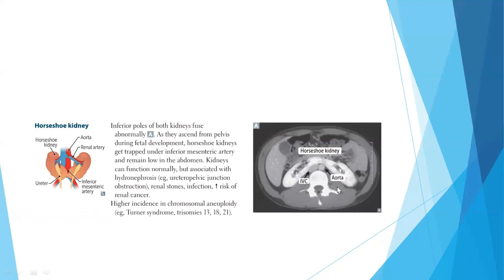In horseshoe kidney disease, if they want to test two or three concepts, number one, the fusion of the lower pole gets trapped under the inferior mesenteric artery. Number two, there is increased risk of UTI. And number three, it is associated with Turner syndrome or trisomies 13, 18, and 21. Only these three concepts are testable, and if they want to test you on horseshoe kidney, they will test you on these three concepts.